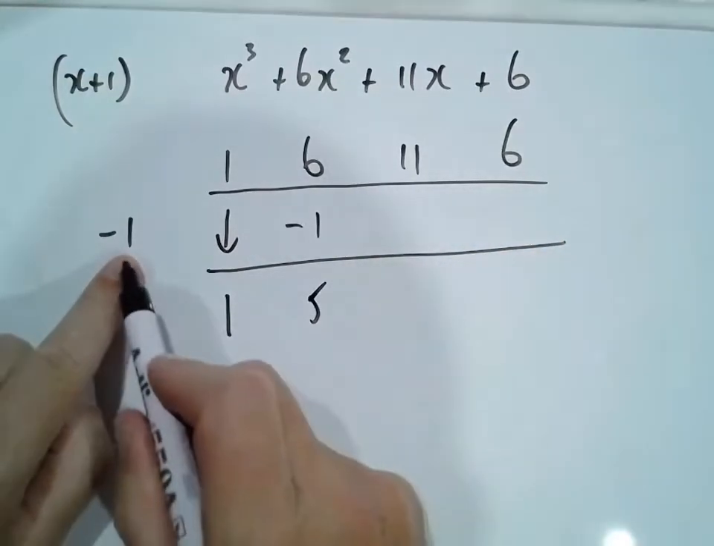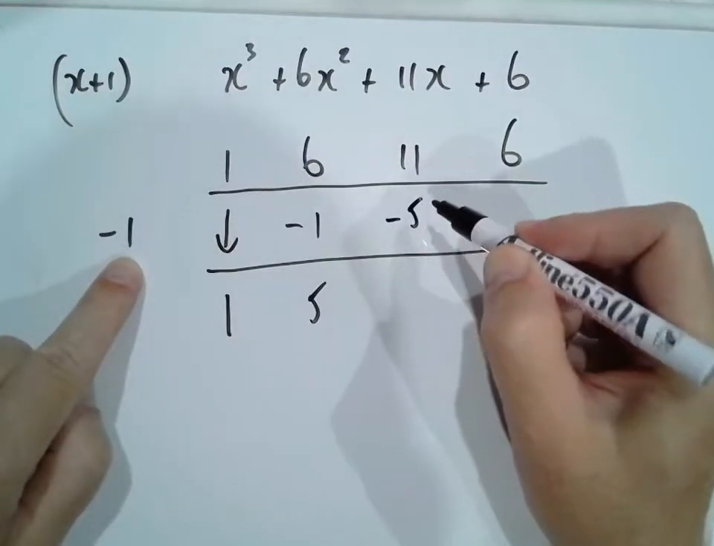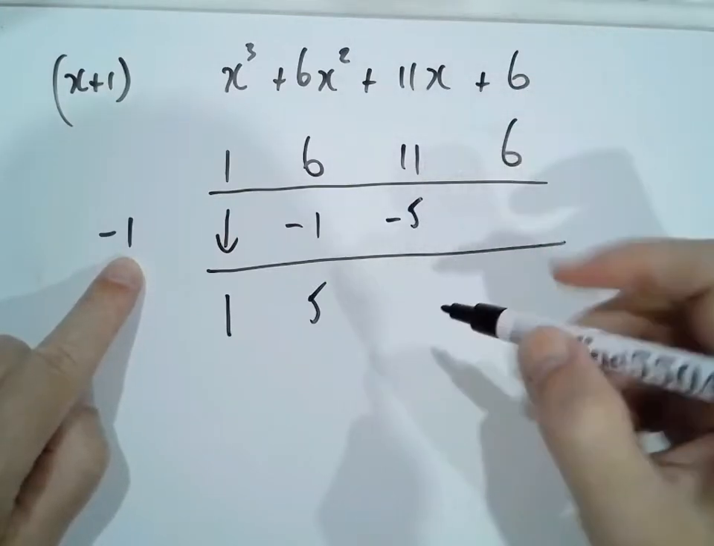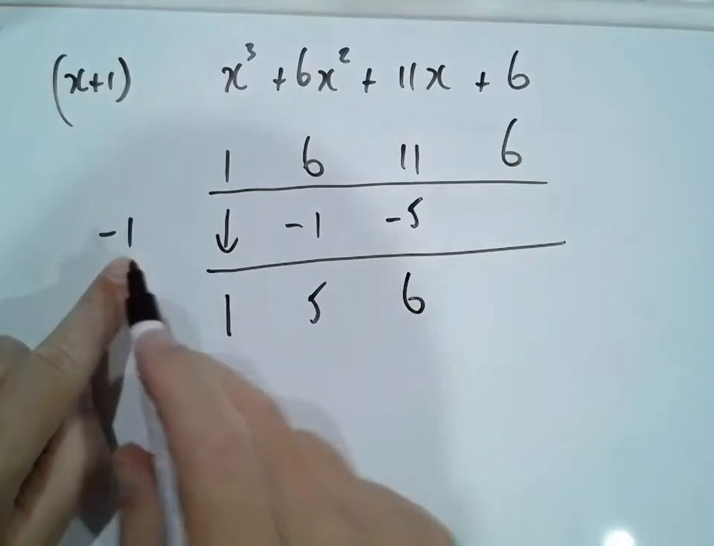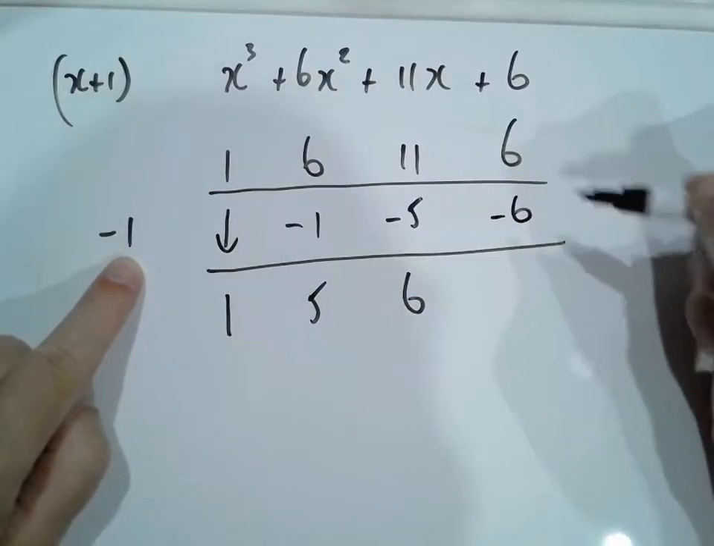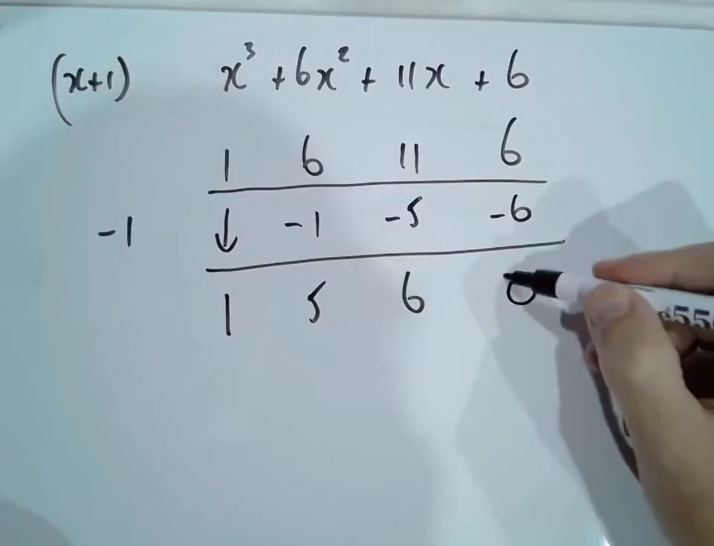Then we're going to multiply again, negative 1 times 5, negative 5. Then as we go down, we're going to add: 11 plus negative 5, 6. And we're going to multiply again, negative 1 times 6, negative 6. And then we're going to add down: 6 plus negative 6, 0.